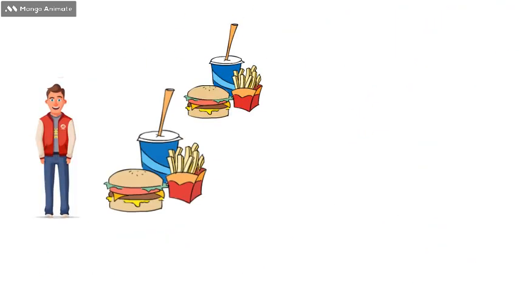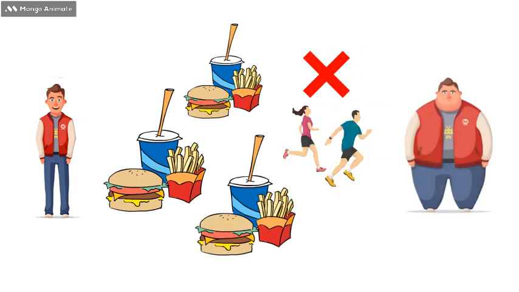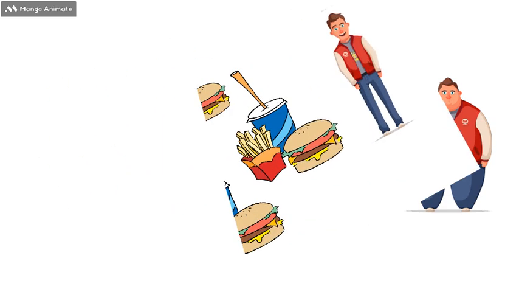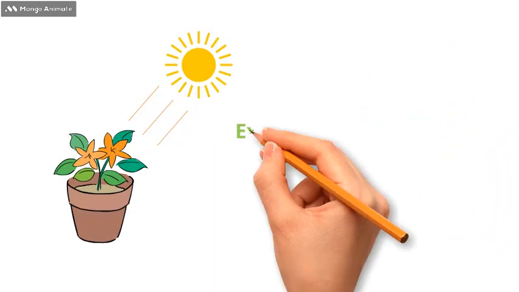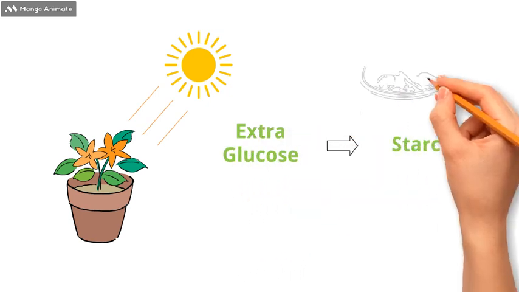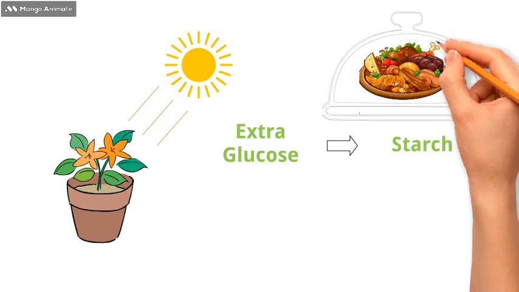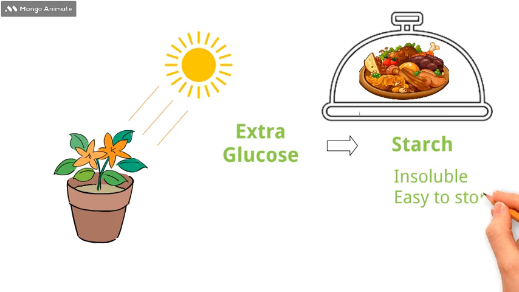As humans, when we eat too much food and our bodies are not consuming much energy, the extra energy will be stored as fats. The same goes for plants. Excess glucose produced during photosynthesis will be converted into starch for storage. Why don't they just store it as glucose and need to convert it into starch? It is because starch is insoluble, so it is easy to be stored in the plants.